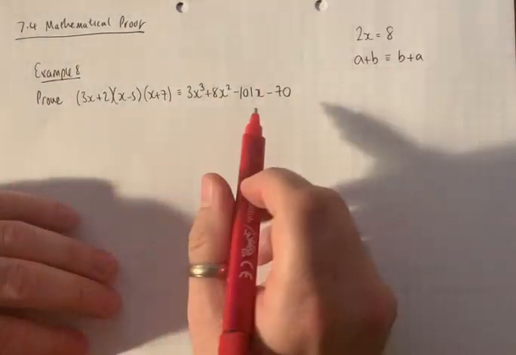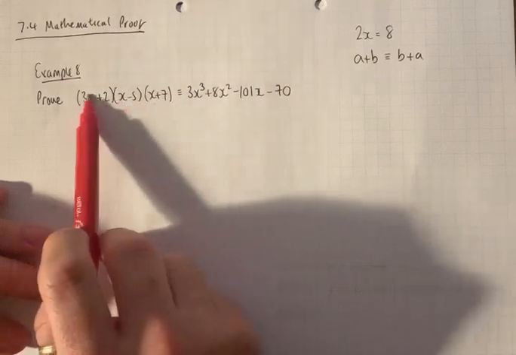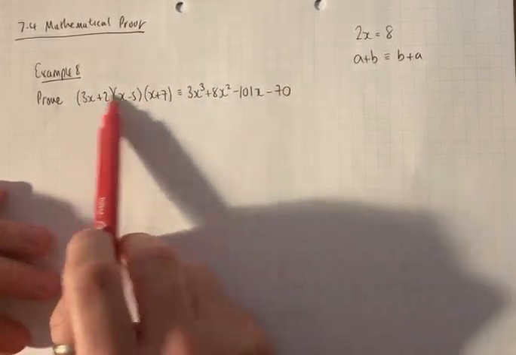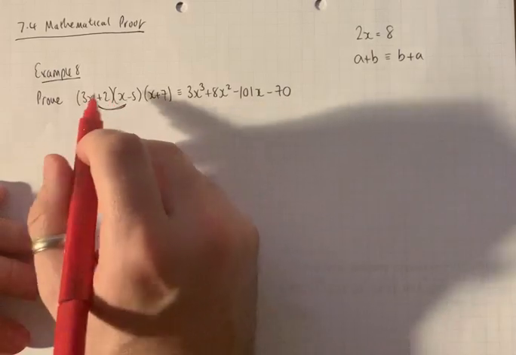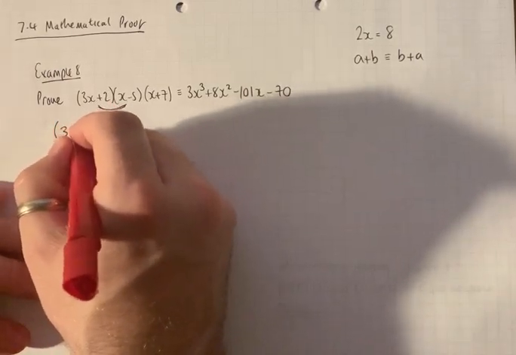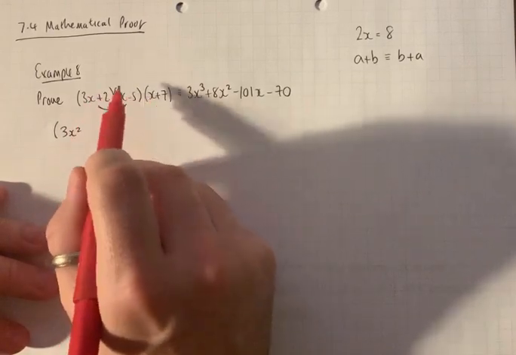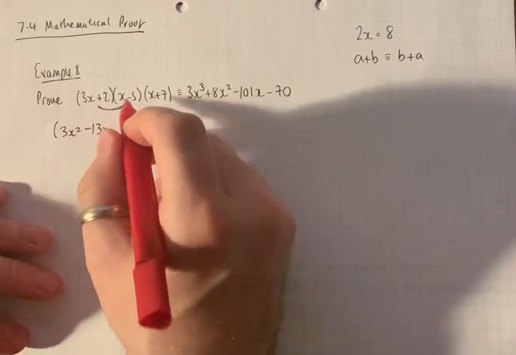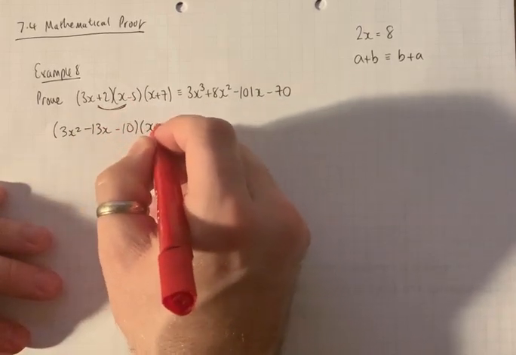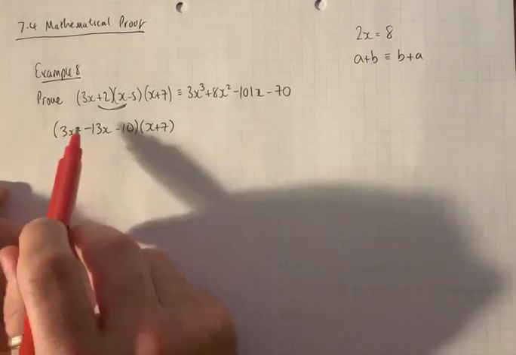So in order to prove this though, it's quite a simple, straightforward proof because you know what to do. All we need to do is expand these brackets and show the expansion equals this. So firstly, multiply these two together. We get 3x squared, we've got 2x, take 15x, is minus 13x, minus 10. You can of course use a grid method or whatever method you prefer.